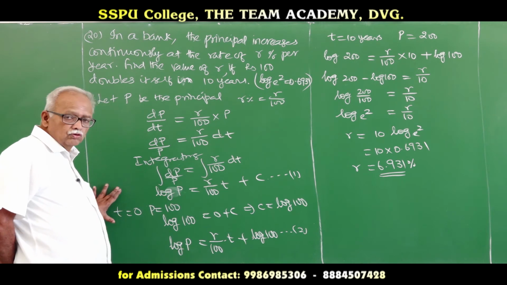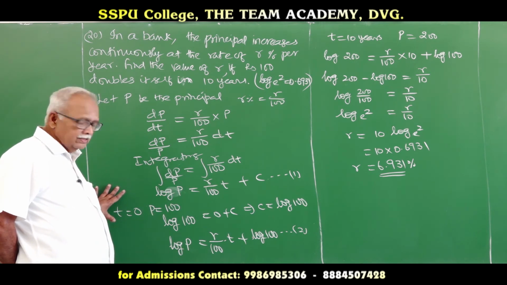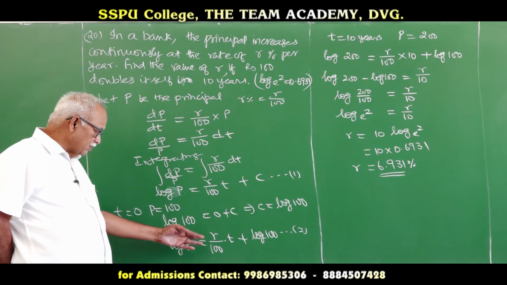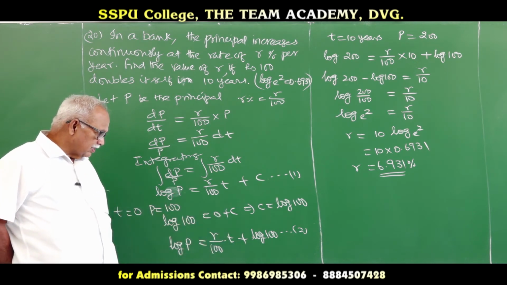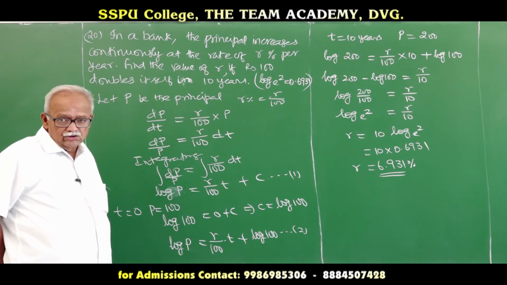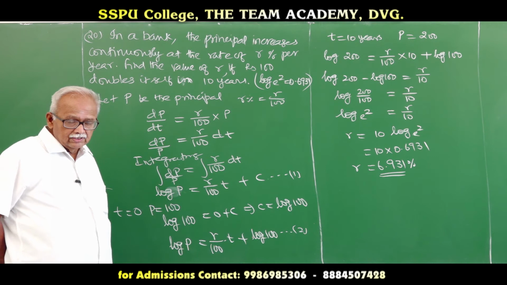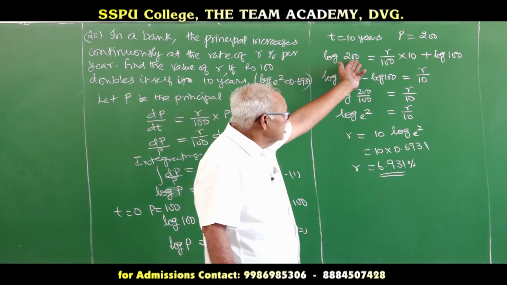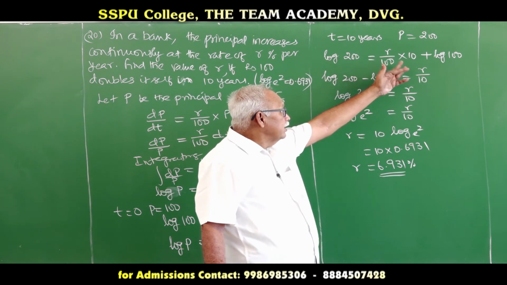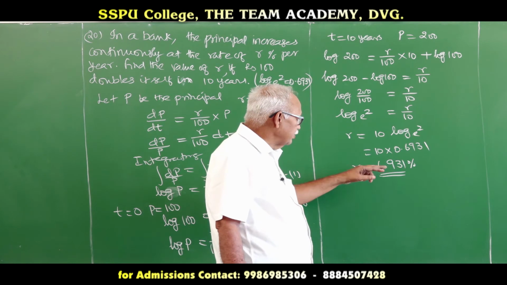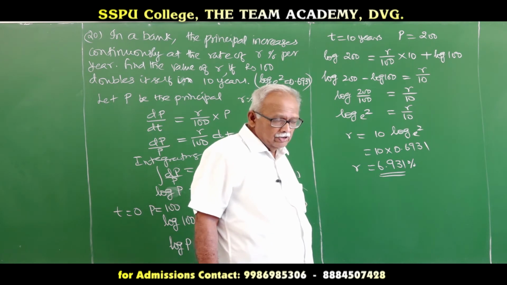We need two conditions for solving it. t is equal to 0, p is equal to 100. So log p is equal to r by 100 into t plus log 100. So that is the second equation. Again use t is equal to 10 years, the principal doubles, that is p is equal to 200. So we get log 200 is equal to r by 100 into 10, t is 10, plus log 100. Simplify it, you get r is equal to 6.931%.